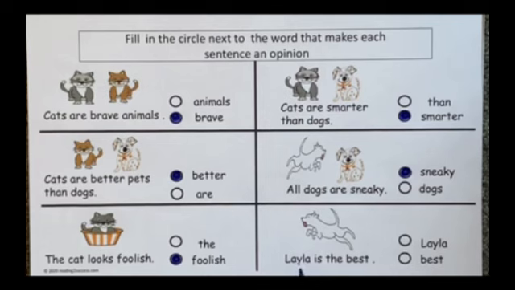This one says Layla is the best. Layla is someone's dog, and they do think she is the best. I think my dog is the best, and you might think your dog is the best. So, this is an opinion adjective. And so, let's review our opinion adjectives. Brave, better, foolish, smarter, sneaky, and best.